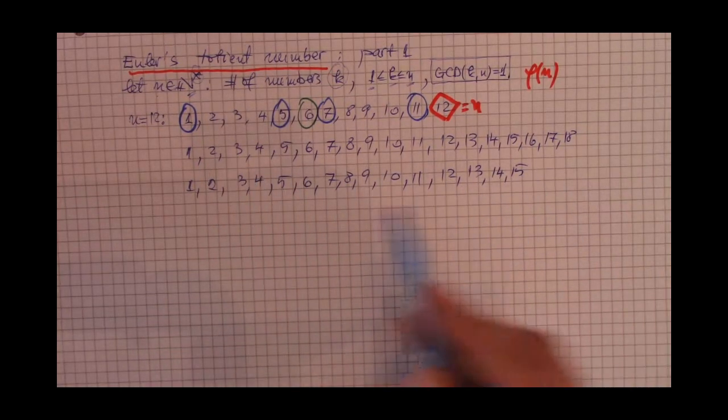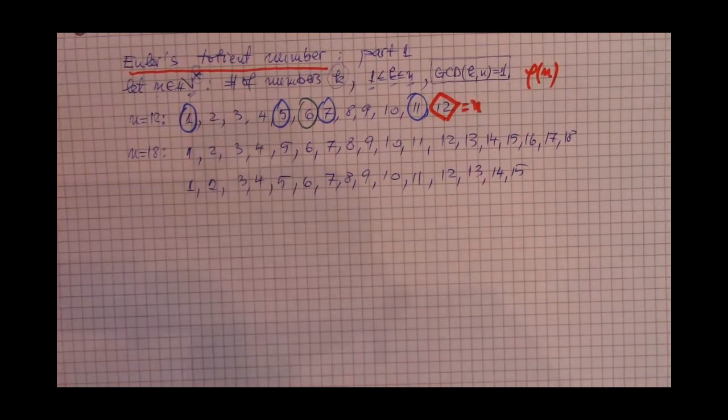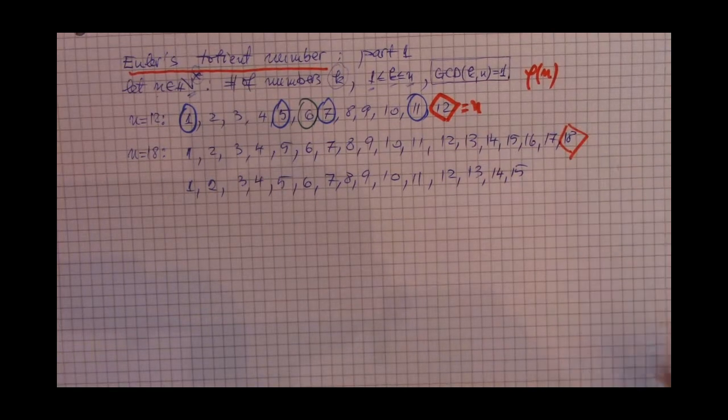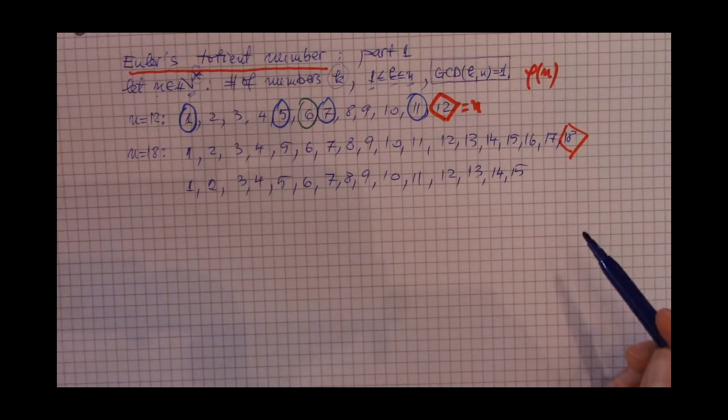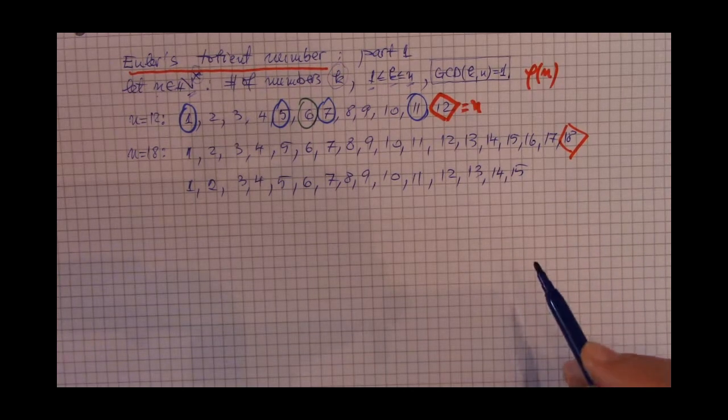On this row, I wrote all numbers from 1 to 18. So our n now is 18. Again, 18 is what? 2 times 3 to the power of 2. So 18 contains 2's and 3's.